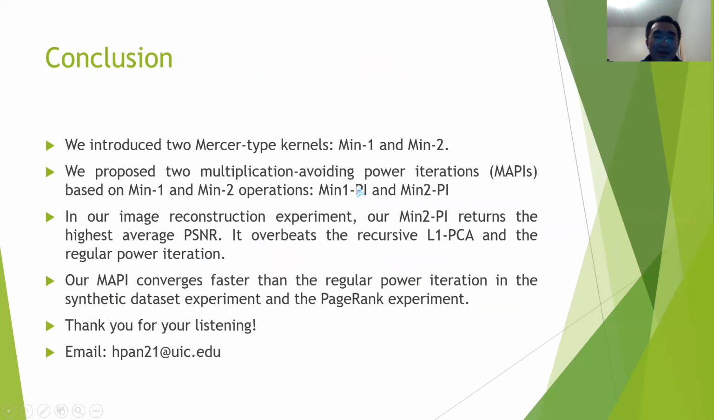Okay, so now let's make a conclusion. Today we introduced the 2 merge-type kernels, min1 and min2, and we proposed the 2 modification avoiding power iterations based on these 2 operations. In our image reconstruction experiments, our min2 power iteration returns the highest average peak signal to noise ratio, and it outperforms the recursive L1 PCA and the regular power iteration. Our MAPI converges faster than the regular power iteration in the synthetic dataset experiment and the PageRank experiment.